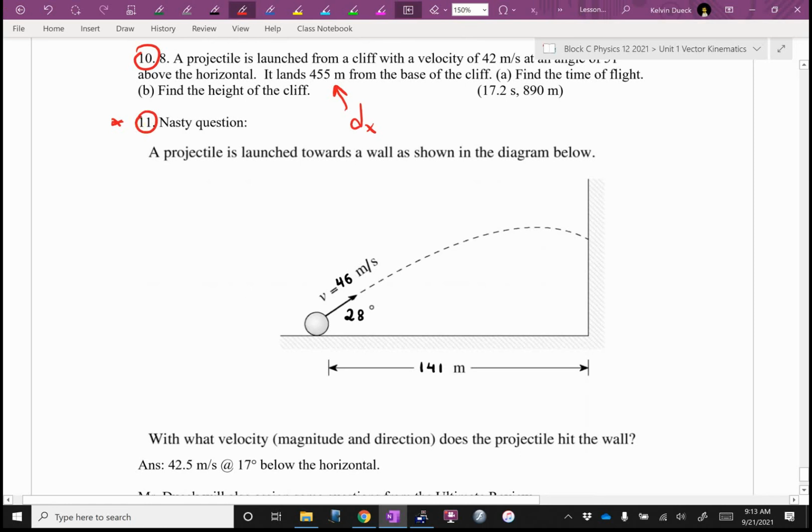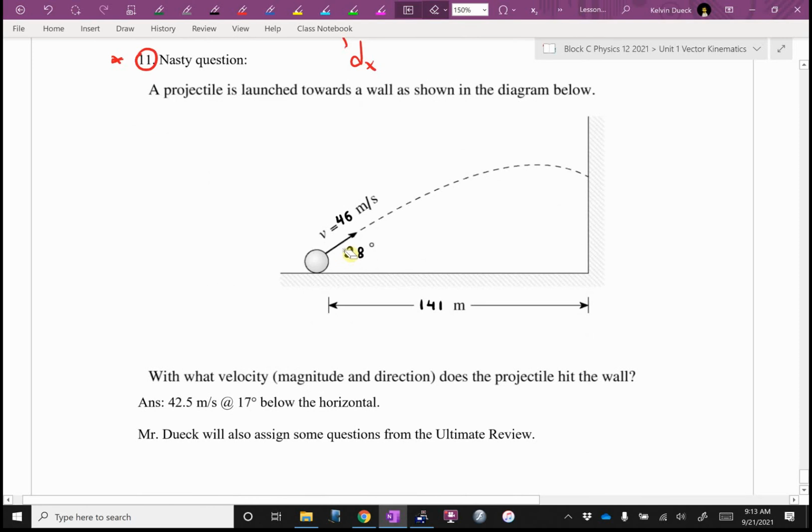This is a scholarship question. See if you can figure this one out. I'm not going to ask you one this tough on your test. So a projectile is launched towards the wall as shown at an angle. Did I say angle? Components. With what velocity does it hit the wall? So it is going to be a slanty. You will break it into components. There will be a Vx. The big challenge is going to be, can you figure out Vy final? They didn't give you time. Or did they?